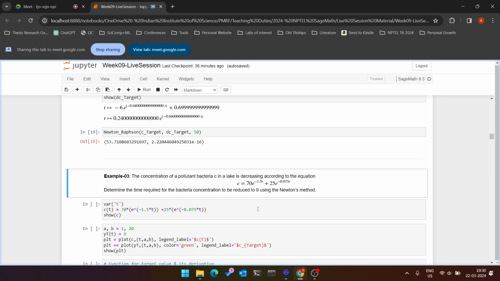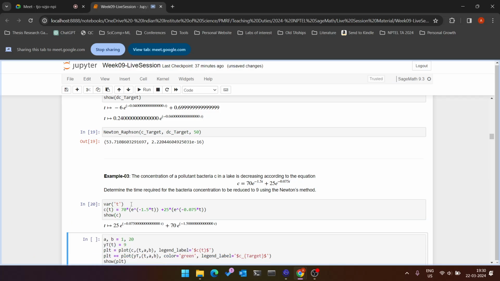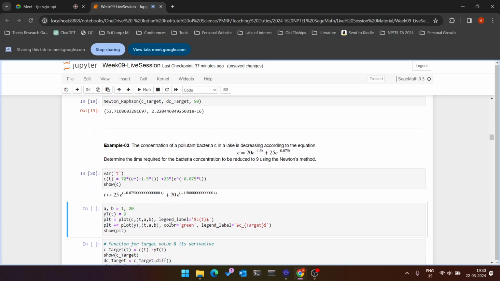So same process that we have done above, but before going there, you can see that both of these terms are monotonously decreasing, so the function would also be monotonously decreasing. Then we specify the variable t. We write down the function c of t, or concentration of t, and just do show to see how the map looks from t to concentration at t. So far everything looks in order.